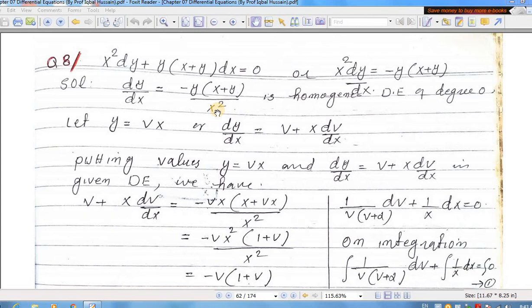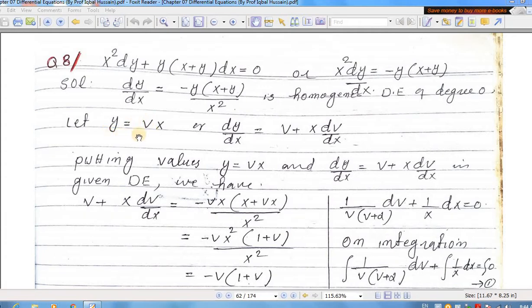So in the numerator we have a function of degree 2, as well as another function in the denominator whose degree is also 2, and finally the degree of this differential equation is 0. So we can say that this differential equation is a homogeneous differential equation of degree 0. Now we can write this differential equation in terms of y over x, or we can directly replace y by vx.